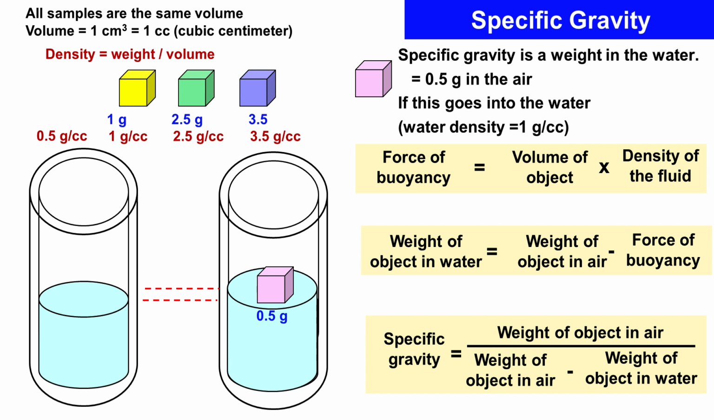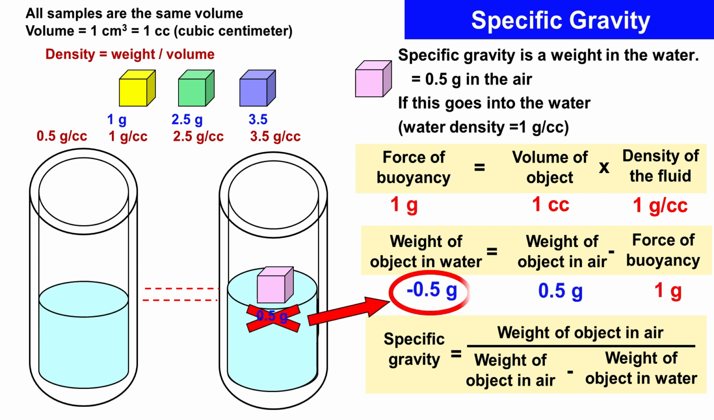So here the volume of the object is 1 cc, and the density of the fluid is 1 gram per cc. So the force of buoyancy is 1 gram, and the weight of the object in air is 0.5 gram. So the weight of the object in water is minus, which is impossible, but minus 0.5 gram. Now we can estimate specific gravity: the weight of the object in air divided by the weight of the object in air minus the weight of the object in water. Here is the specific gravity. For this block it is 0.5.